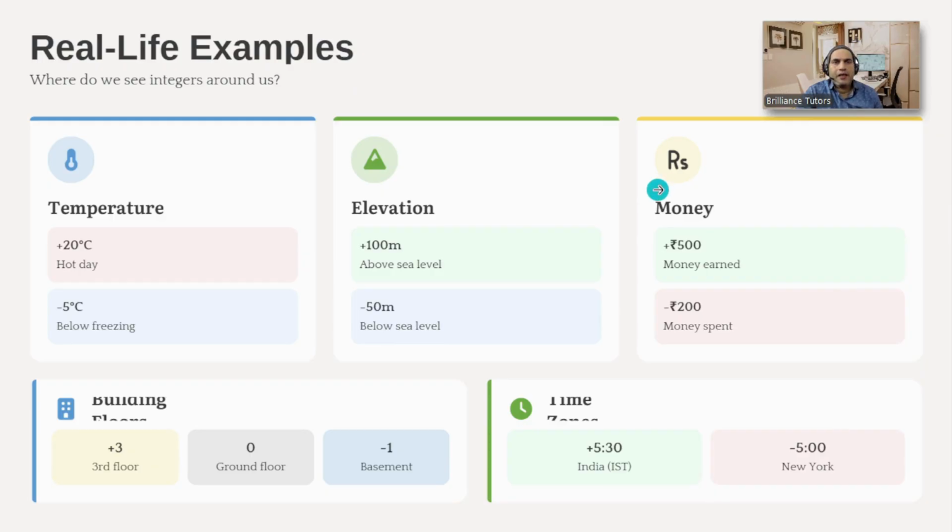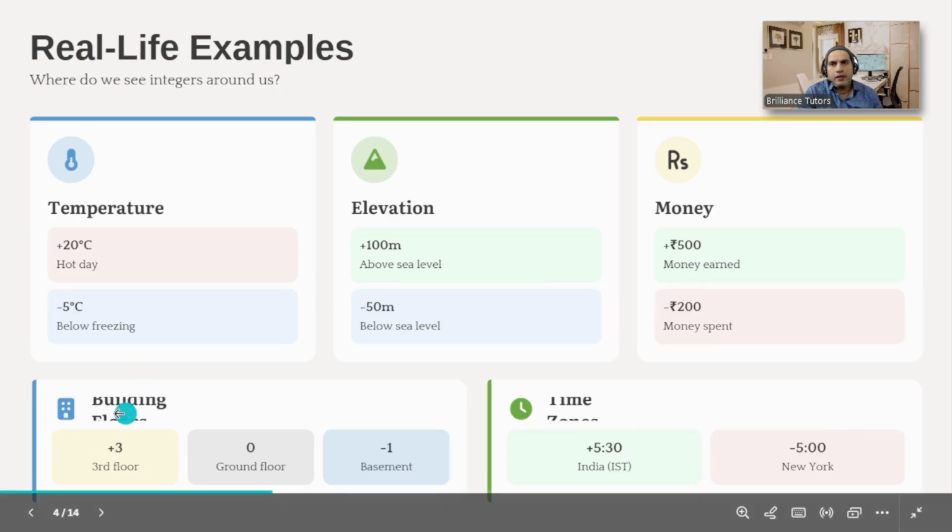Money is also something we can take as an example. Suppose when money is earned, that is plus 100, and when money is spent, that is minus 200. In buildings also we calculate: ground level is 0, when we go to the third floor it's plus 3, and when we go to the basement or below the ground floor it's minus 1, minus 2, minus 3. Time zones: we have minus 5 for New York and plus 5:30 for the Indian IST time zone. So they are also plus and minus, and we can calculate.